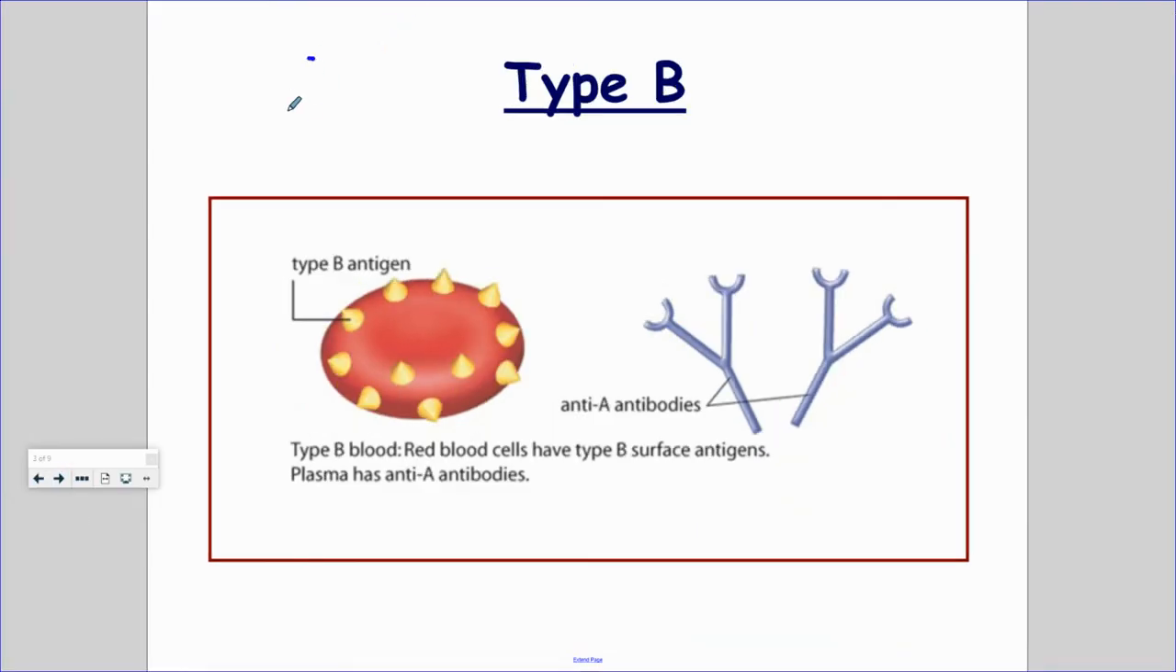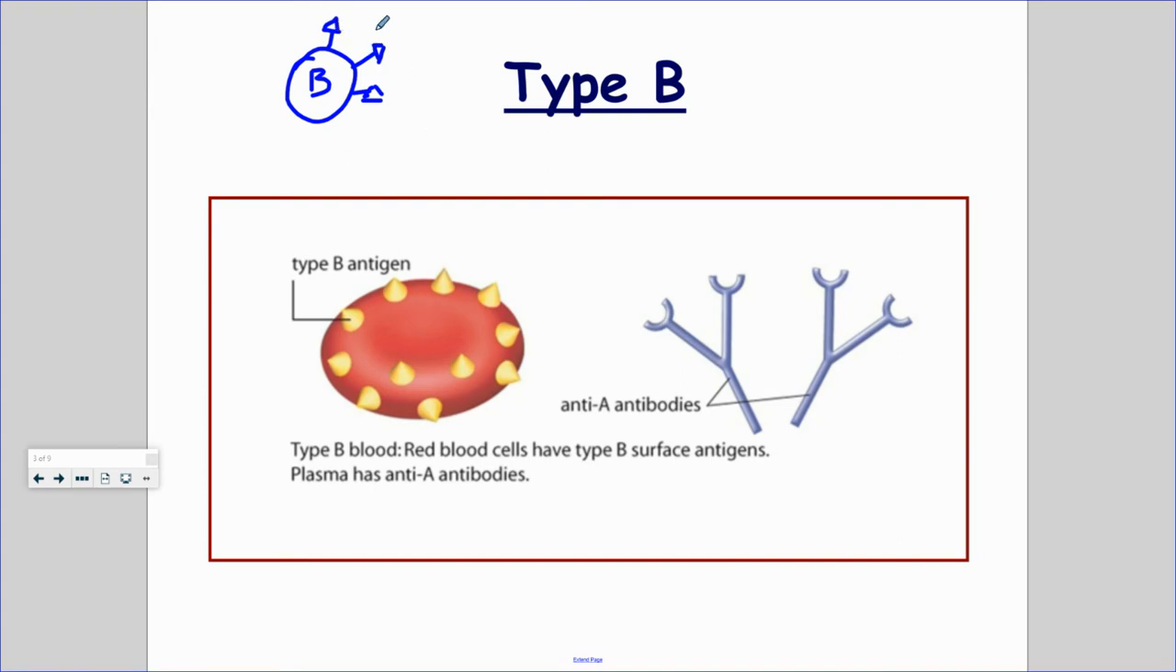So type B. There we go. This is going to work now. So type B, here's my red blood cell. This time, ladies and gentlemen, instead of circles, we have triangles. That's not a very nice picture, but you get the idea, right? You're going to draw these all around your beautiful B red blood cell here. That's what a B red blood cell looks like.